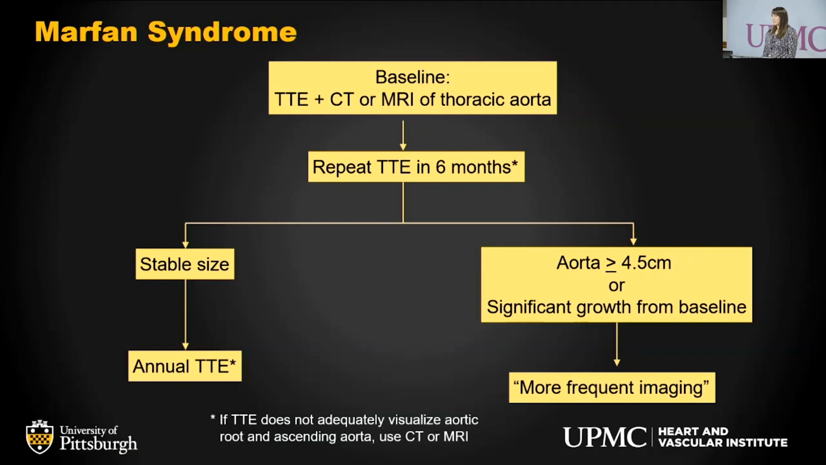However, if you can't see well, you should use another CT or MRI. If it shows that the aorta is normal or smaller in size, you can continue following annually with an echo. If their aorta is larger or they have significant growth from baseline in the 6-month interval, then, quote, the guidelines say more frequent imaging. They don't define that, and so that should be personalized between you and the patient and based on their risk factors.